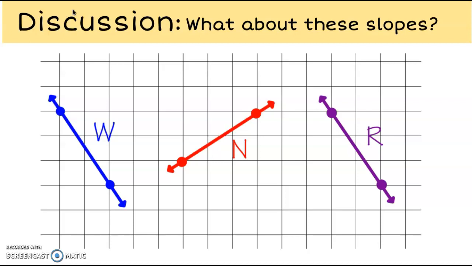In this discussion, you were asked to determine the slope of each line. You should have found the slope of w is m equals -3/2. The slope of n is +2/3, and the slope of r is -3/2. What did you notice about them?